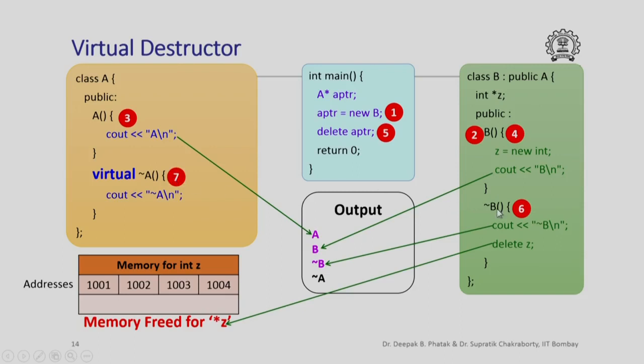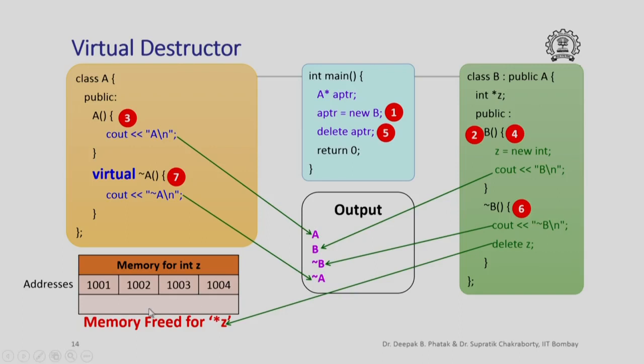This is exactly what we have studied earlier, that when we call the destructor of a derived class, first the statements in the body of the destructor of the derived class are executed, then the statements in the body of the base class are executed. So now this is going to get executed and tilde A is going to get printed, and now we are fine.